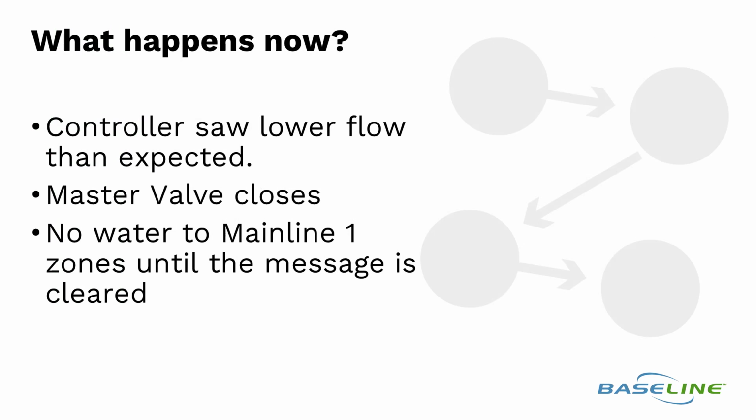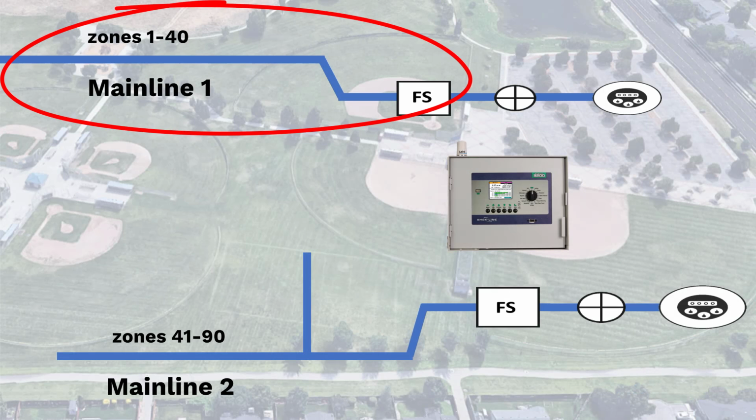What happens now? The controller expected a combined total of 35 GPM from all three valves that were running, but the actual flow was only 26.1 GPM. It then closed the master valve, and there won't be any water in Mainline 1 and its zones until the variance message is cleared. On this site, zones 13, 19, and 25 are on Mainline 1.